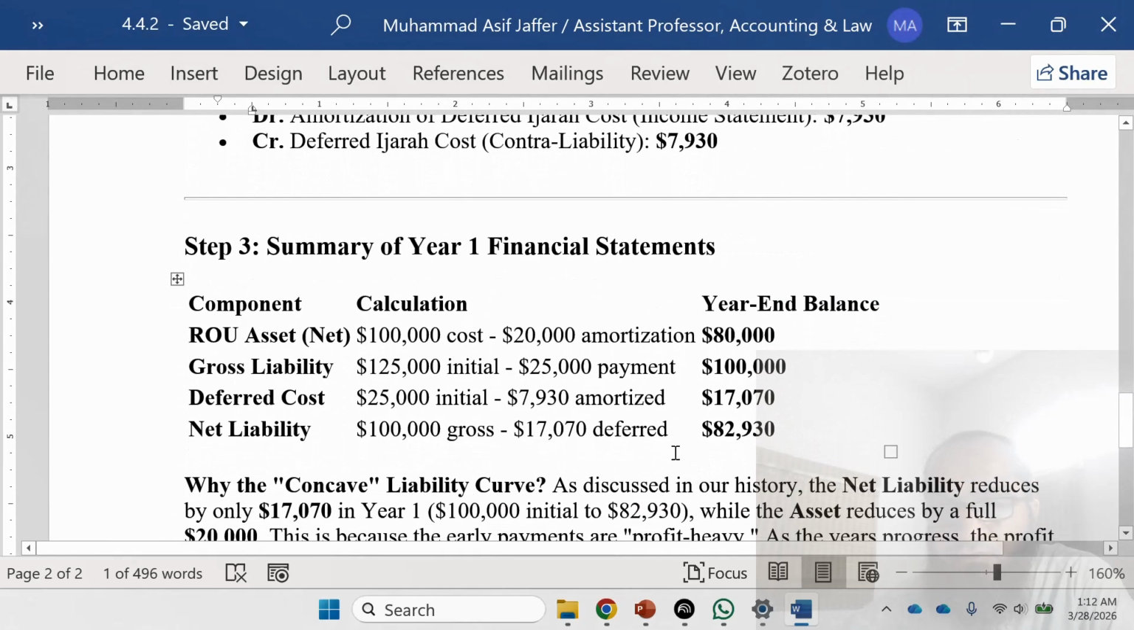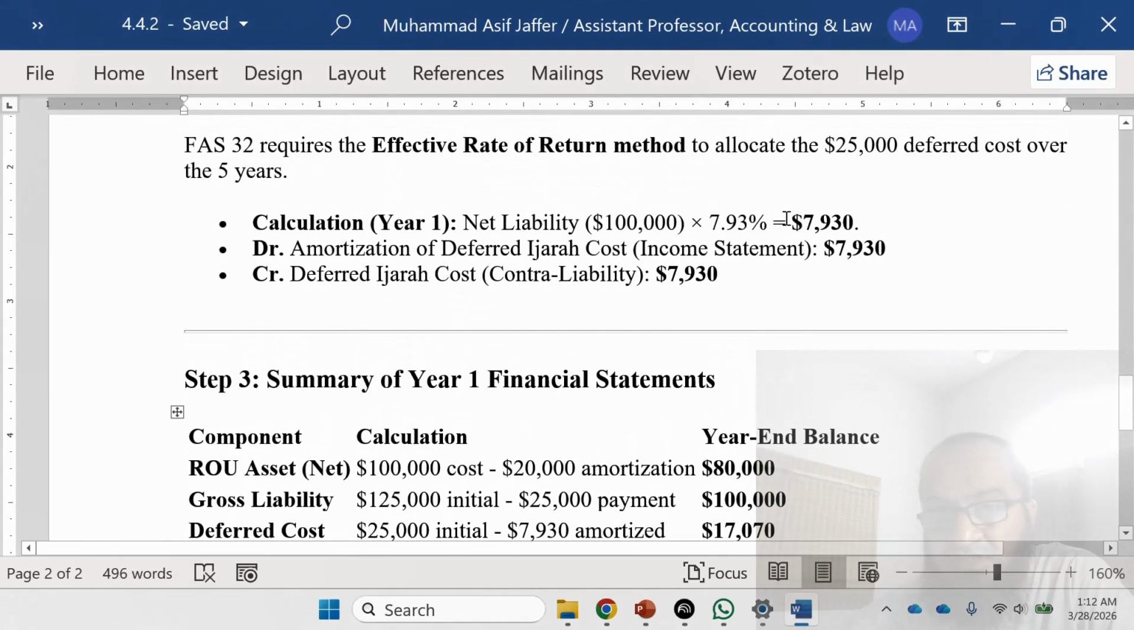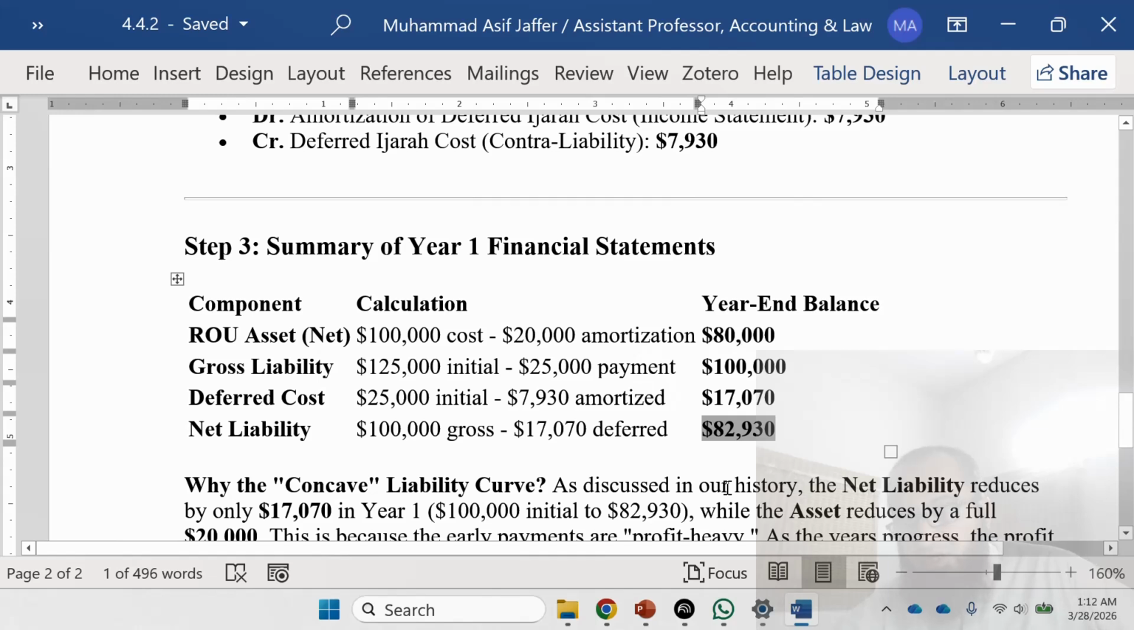So what happens next now? Our right of use asset end of year balance is 80,000. Our gross liability end of year balance is now 100,000 less 25,000, so it is decreased. Deferred Ijarah cost 7930 we have amortized, so it is 17,070. It means our net liability is 82,930. It means next year deferred Ijarah cost amortization will be worked out on this amount. Keep in mind that 7.93% was actually applied on the net Ijarah liability. So next year this 7.93% will be applied on this. So of course the amortization part will decrease and the liability part will increase, right?